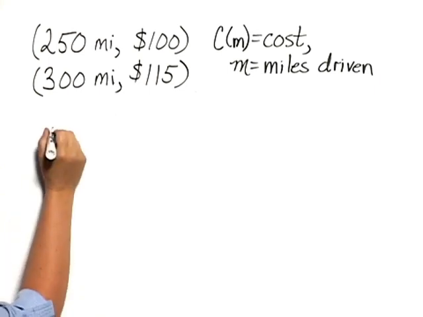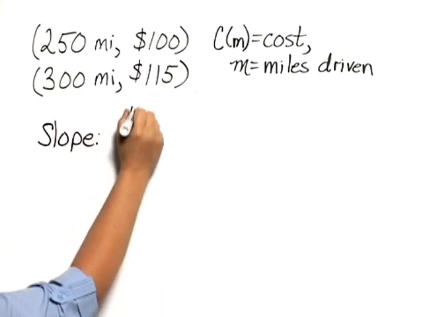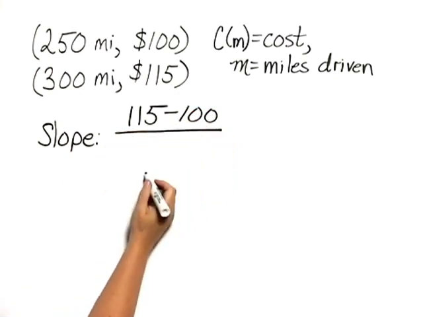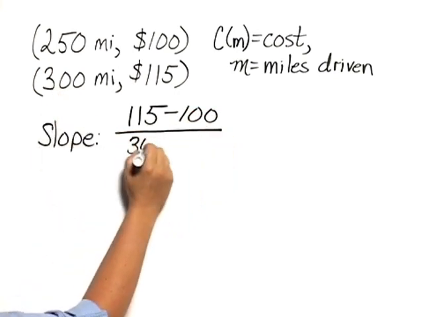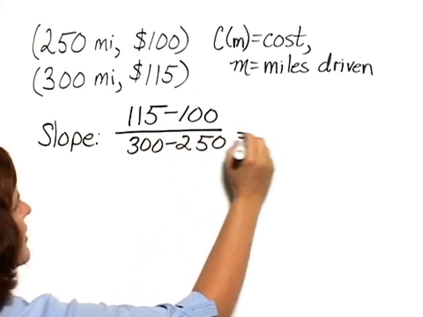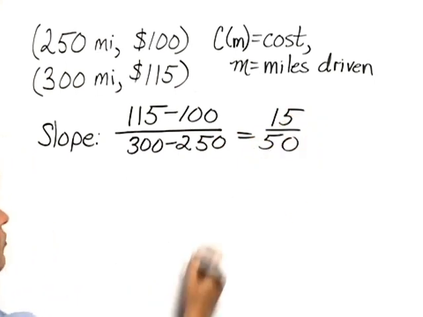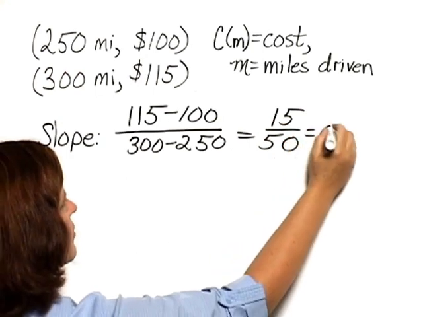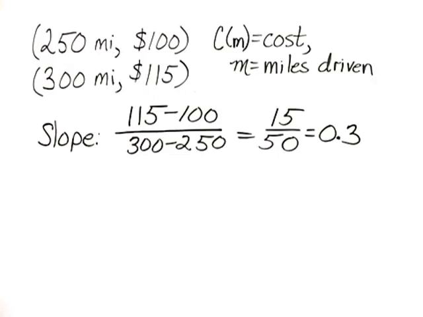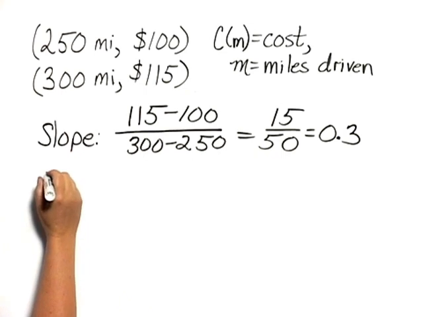The slope will be the change in the second coordinate, which would be 115 minus 100, divided by the change in the first coordinate, which would be 300 minus 250. This gives us 15 over 50, which would be 3/10 or 0.3.